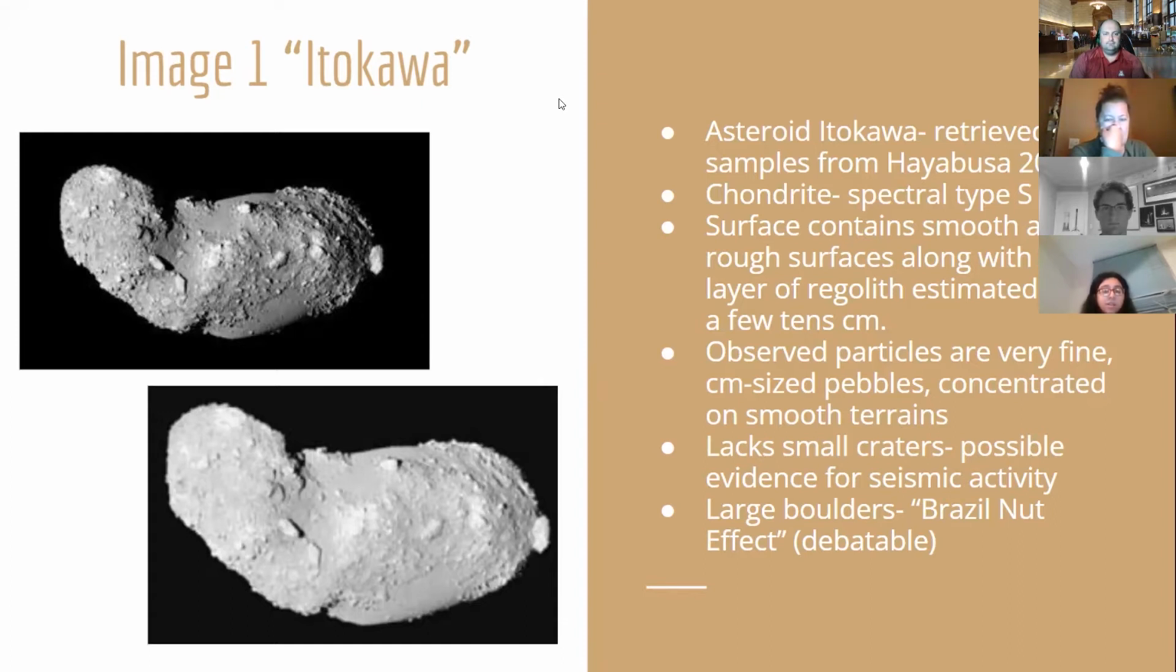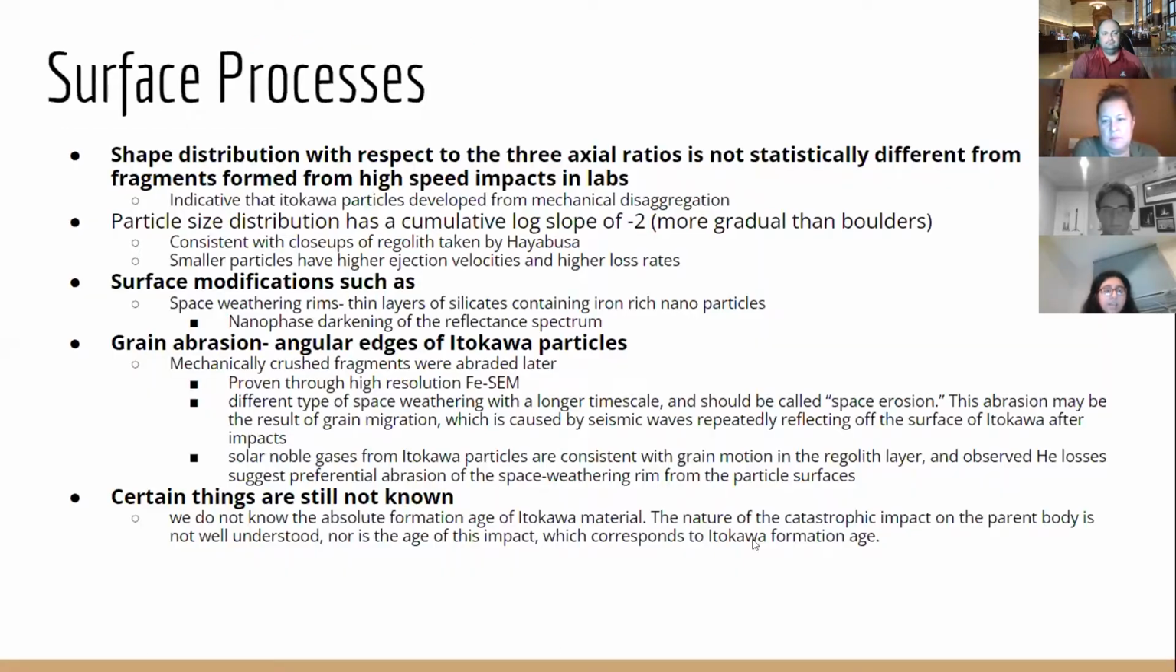And the larger boulders seen throughout Itokawa are debated, the evidence behind why we see that. One of the theories is the Brazil nut effect, which is kind of like if you have a can of nuts and you shake them, then they would vertically align. But the evidence on why the large boulders are there is, like it says here, very debatable. It's not concrete yet, but that's just what I got based off observations.